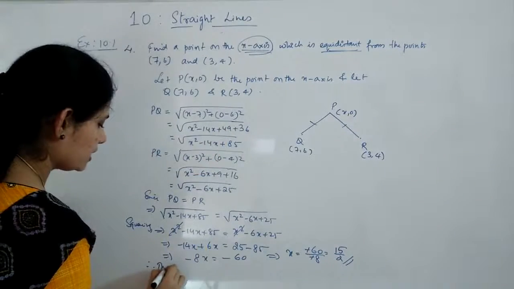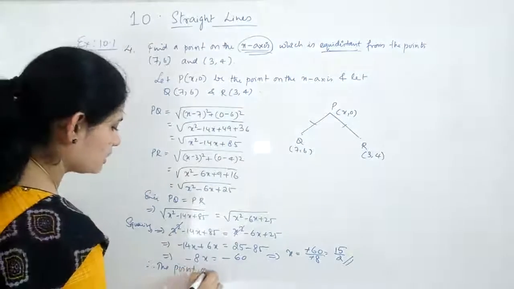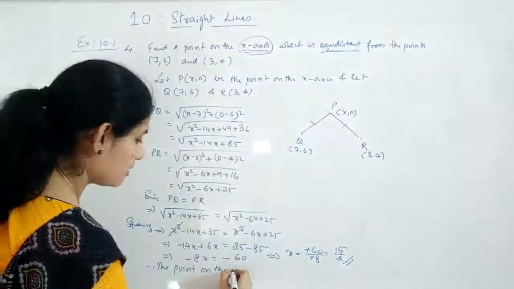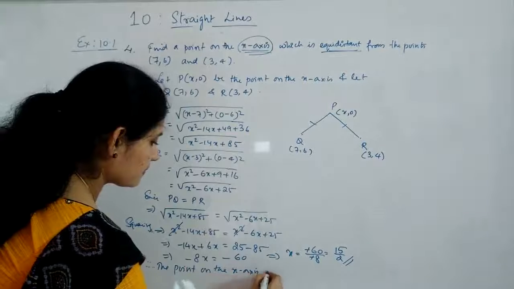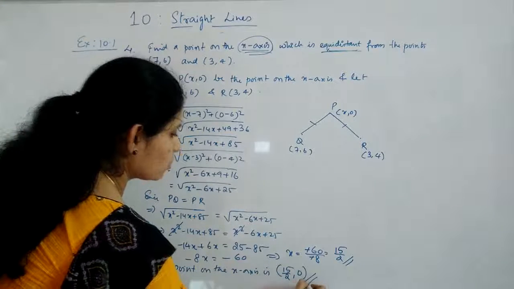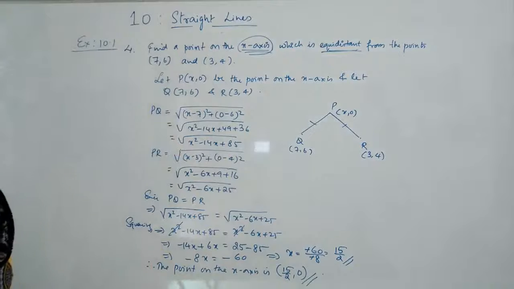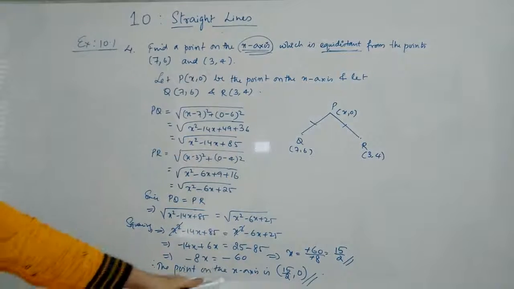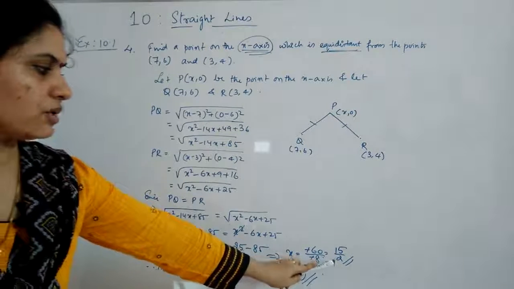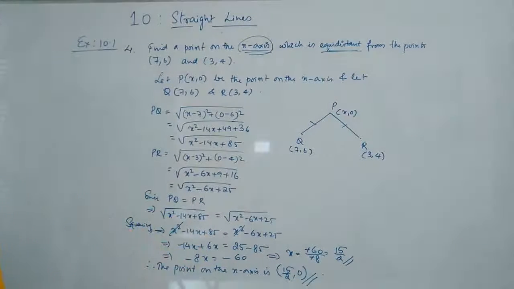Therefore, the point on the x-axis, which is equidistant from both Q and R, is 15 by 2, 0. Okay, unless and until you write this in point form, you will lose marks. So you have to write this in point form also, that is 15 by 2, 0 also.